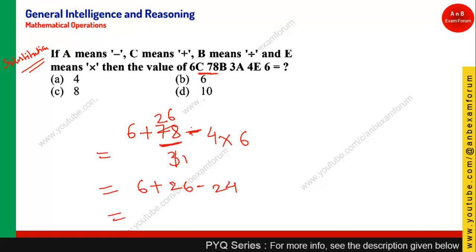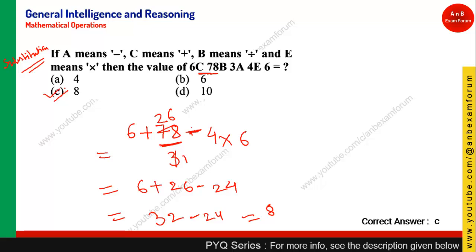Okay, after that we need to do the addition. So 6 plus 26 is what? It is 32 and minus 24. Okay, and 32 minus 24 is what? It is 8. Okay, so those who have given option C, well and good, they are right. So option C is the right answer.